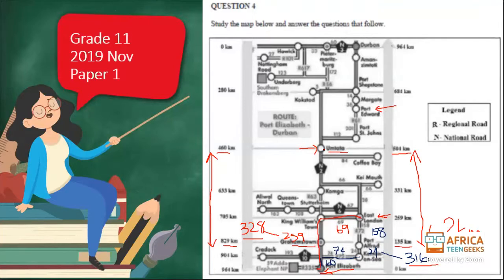Okay, for this one, I actually need 2 or 3 short sentences to tell me how I get from Port Edward to Mthatha.